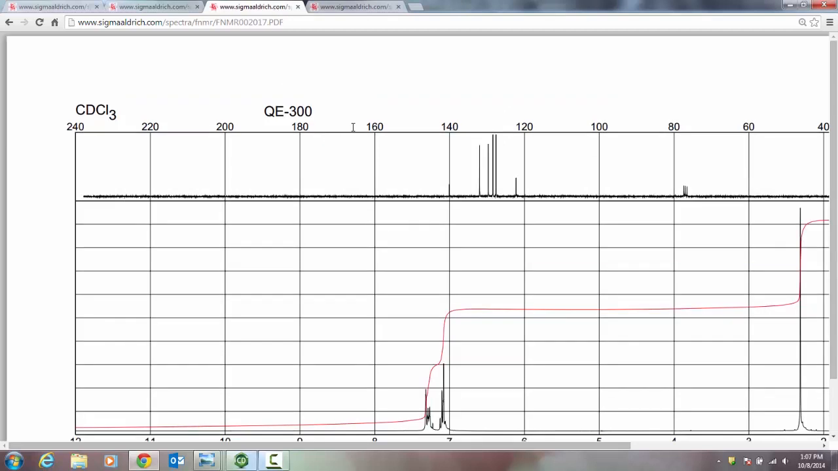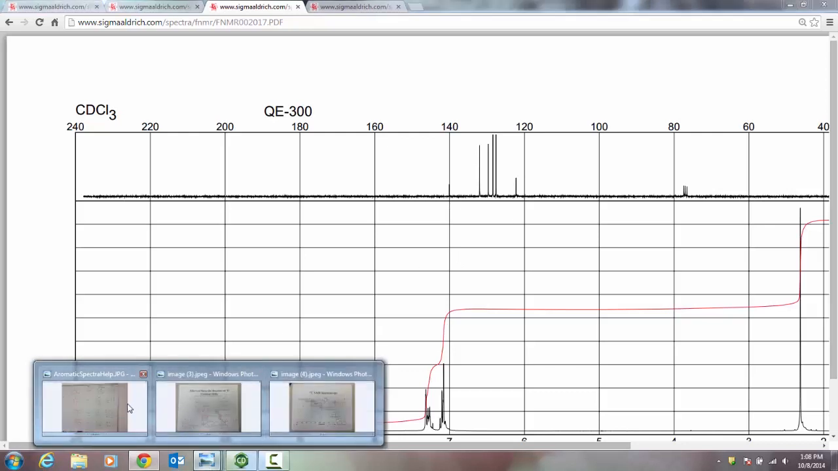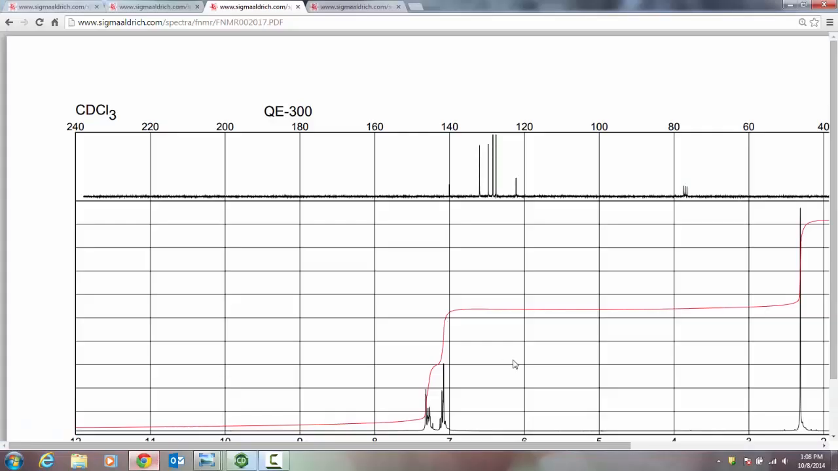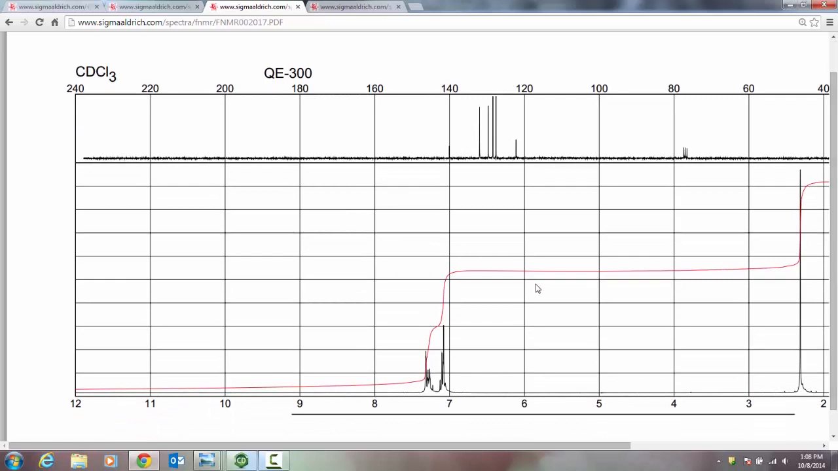Meta-substituted. So this is meta-bromotoluene or meta-bromomethylbenzene. We have 1, 2 short peaks and 4 tall peaks. So there's 6 chemically unique carbons, which is what we expect. We're thinking about meta-substitution. And in the proton NMR, we should expect a triplet, 2 doublets, and a singlet. If you look at your integrations, it's integrating for 2 to 2. It's 2 to 2.